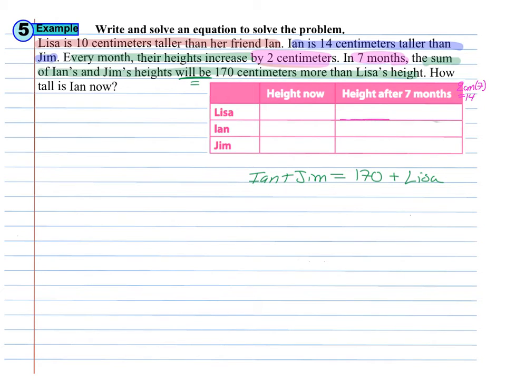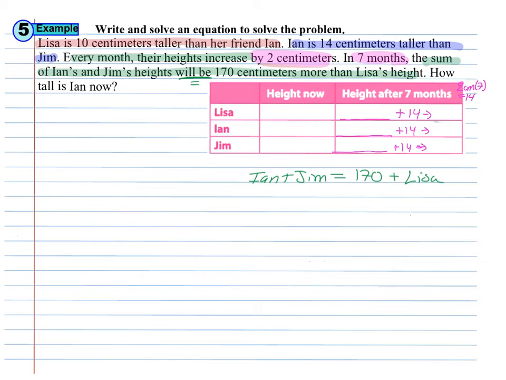So whatever equation we plug here, we're going to add the 14 to it. So whatever we put in here, we're going to add 14. Over here, we're going to add 14 to it. And that will give us our new equation that we're going to use in the bottom. Ian plus Jim equals 170 plus Lisa.